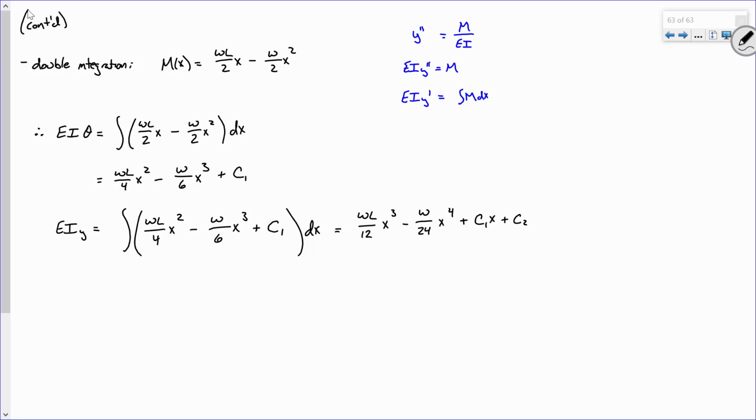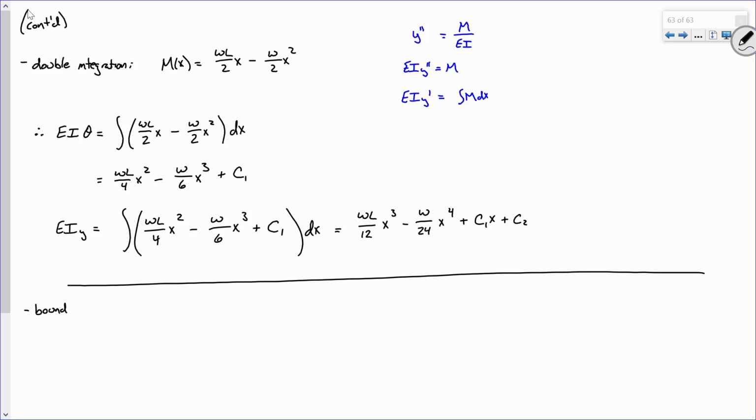Now, so this is our expression for slope and deflection. We've got that figured out. Now we got to do boundary conditions. How many boundary conditions do we need? 2. Why do we need 2 boundary conditions? Because we have 2 constants. Pretty simple, right? So we got 1, 2. Let's see if we can figure them out.